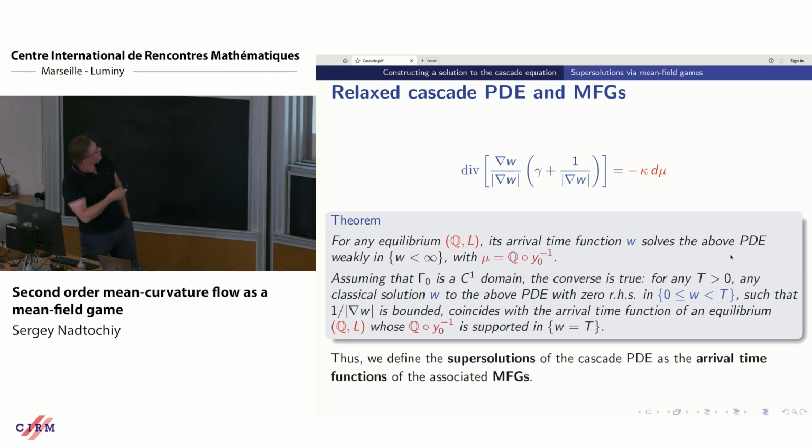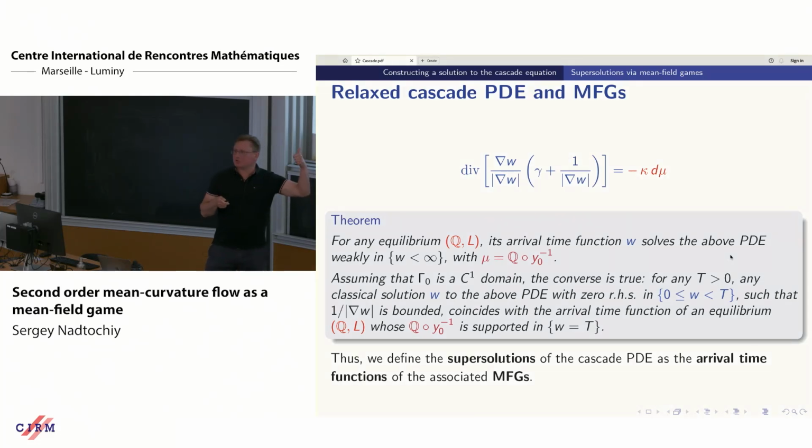I'm not going to prove it here. The proof is fairly straightforward. But you can show that for any equilibrium, its arrival time function does solve this PDE weakly, and this mu that appears on the right-hand side is exactly the initial distribution of your particles. So you can precisely connect all these equilibria to the solutions of this equation, through mu.